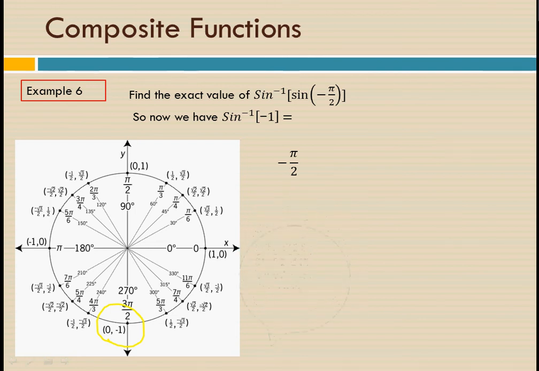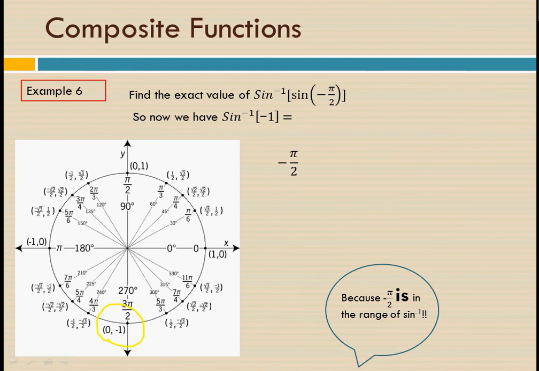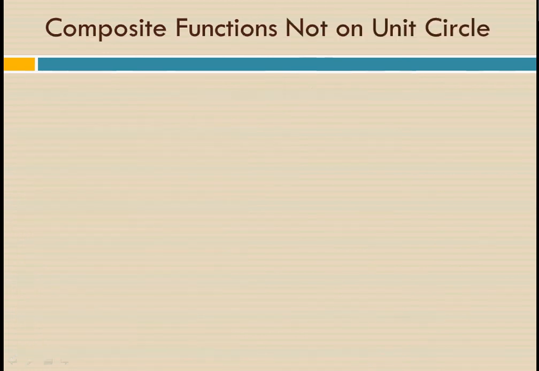Why did that happen? Because in this case, negative pi over 2 is in the range. The range is negative pi over 2 to pi over 2, including negative pi over 2 and pi over 2. So I could have easily answered that question because negative pi over 2 is in the range of sine inverse. They cancel each other out.